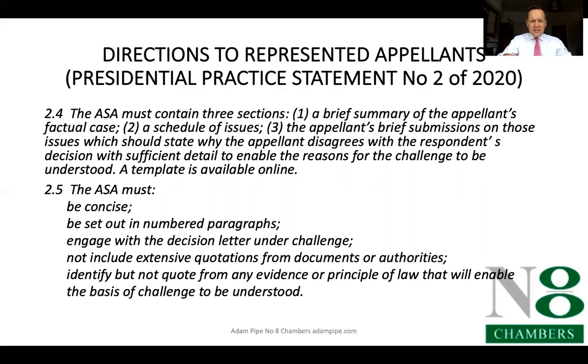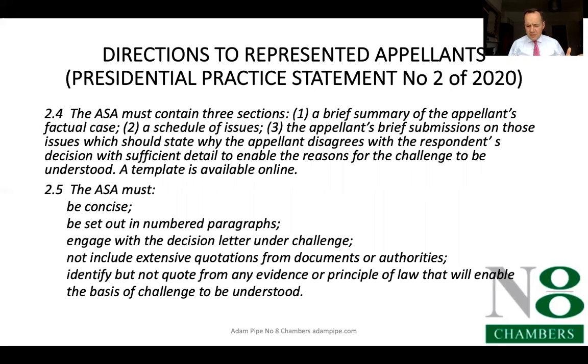But you'll see the ASA must contain 3 sections: a brief summary of the appellant's factual case, a schedule of the issues, and the appellant's brief submissions on those issues, which should state why the appellant disagrees with the respondent's decision with sufficient detail to enable the reasons for the challenge to be understood.